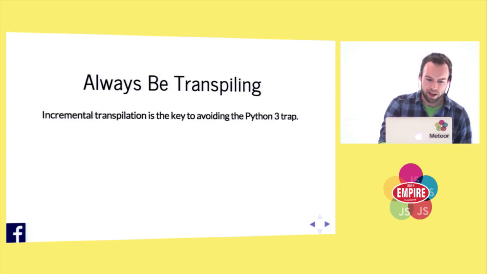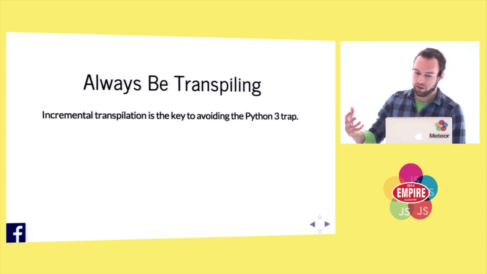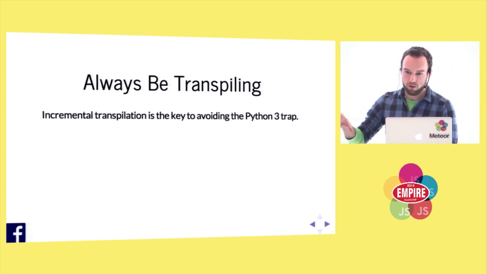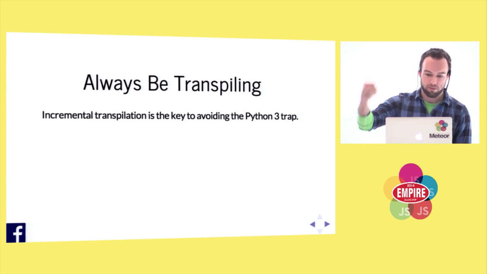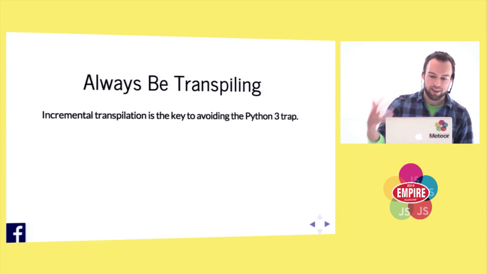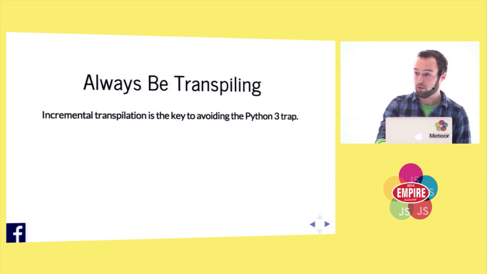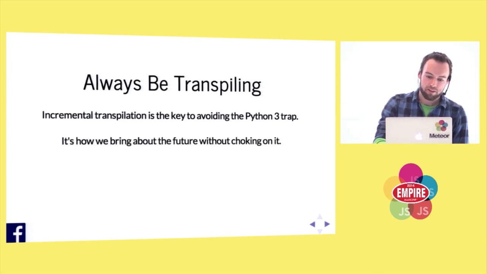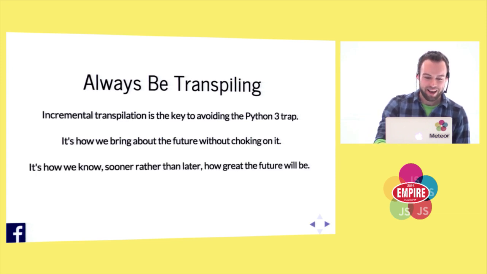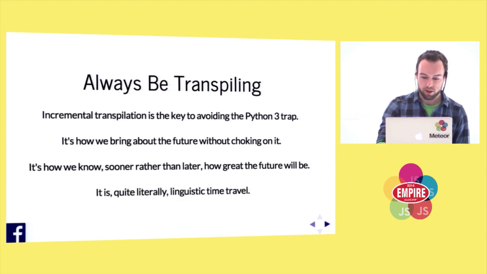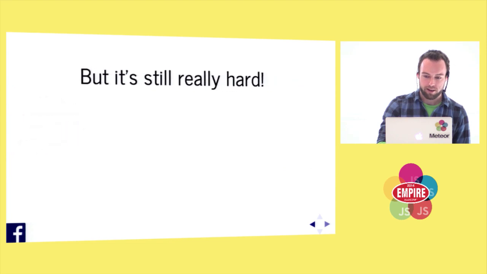So this kind of incremental transpilation, where we take individual features from the future of the language and give them to ourselves today, is, I think, the key to avoiding the Python 3 trap and the key to upgrading to future versions of JavaScript at a pace that makes sense at every step. It's how we bring about the future without choking on it, and it's how we know sooner rather than later how great the future will be. So, linguistic time travel. I'm excited about it. It's still really hard, though.